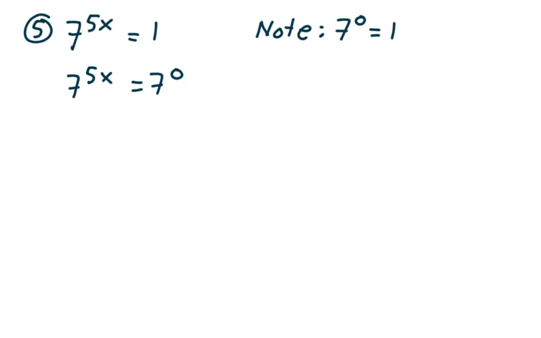But if 7 to the 5x is equal to 7 to the 0, 5x has no choice but to equal 0. And so, therefore, x is 0. That's number 5. Let's take a look at number 6.